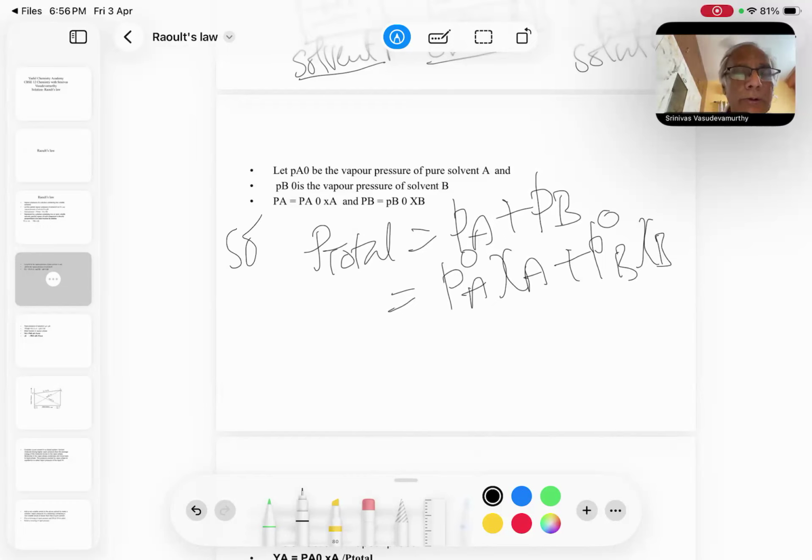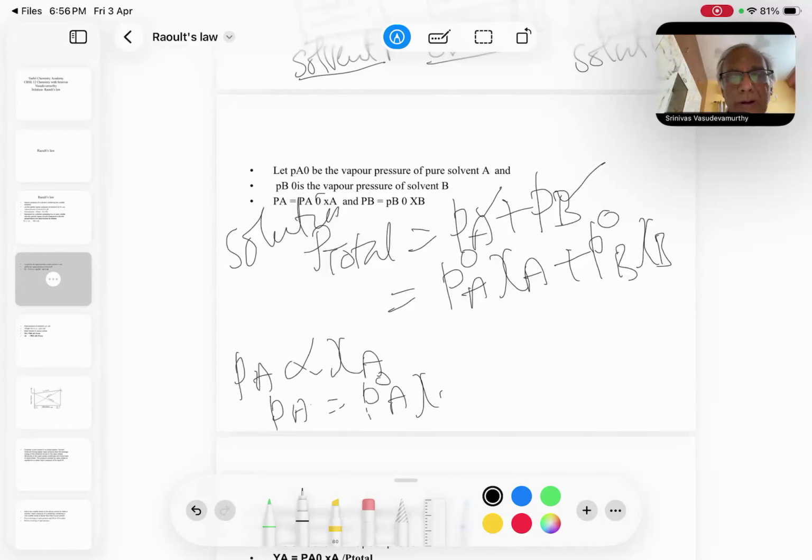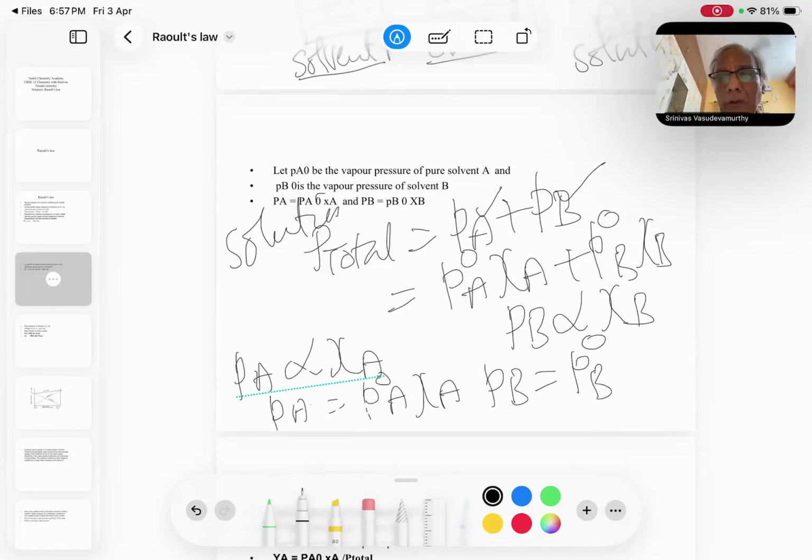So this is the solution we have seen. Total pressure of the solution is the partial vapor pressure of A plus the partial vapor pressure of B. Already we have seen PA is proportional to mole fraction of A, or I can write PA is equal to P naught A into mole fraction of A. Same way, PB is proportional to mole fraction of B, or PB is equal to P naught B into mole fraction of B. So P total is PA plus PB, which is equal to P naught A into mole fraction of A plus P naught B into mole fraction of B.